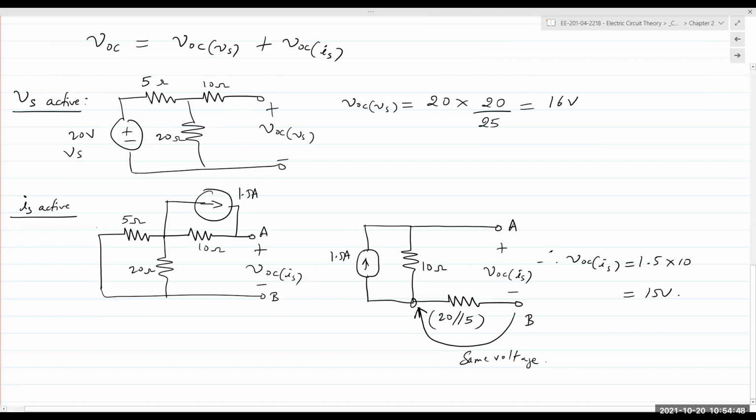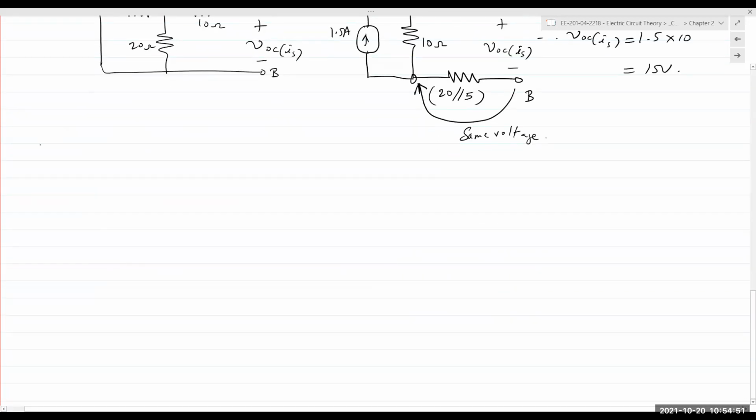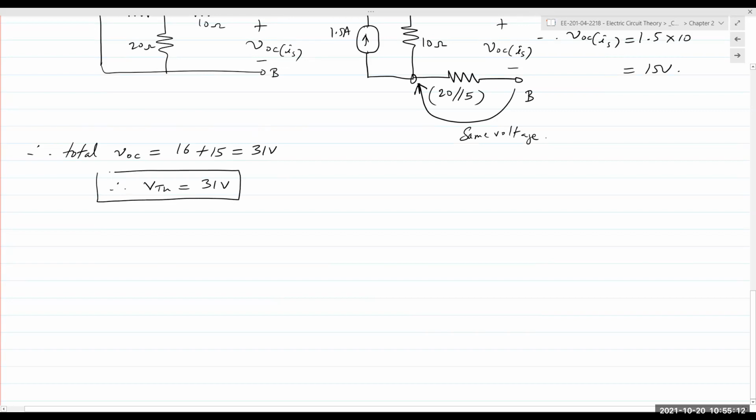Now, total VOC, job is not yet done. Total VOC is the sum of both. So it's 16 plus 15, 31 volts. Therefore, actual Thevenin voltage is 31 volts. Okay, actual Thevenin voltage is 31 volts.